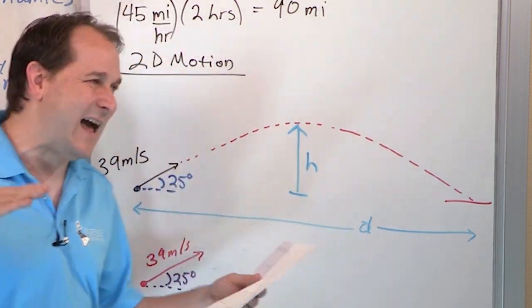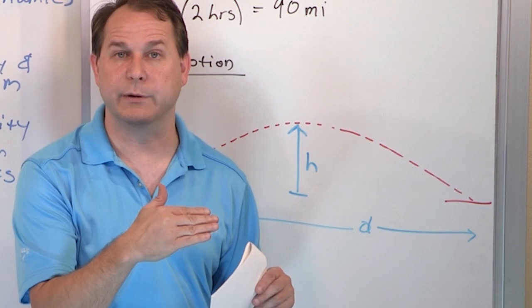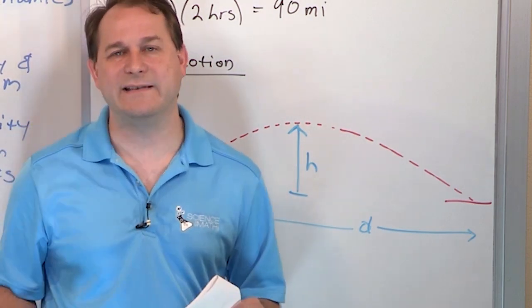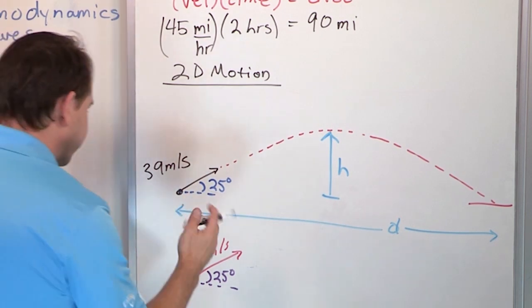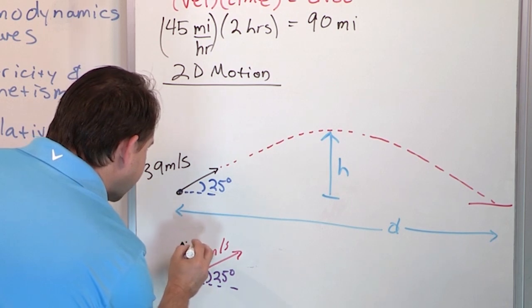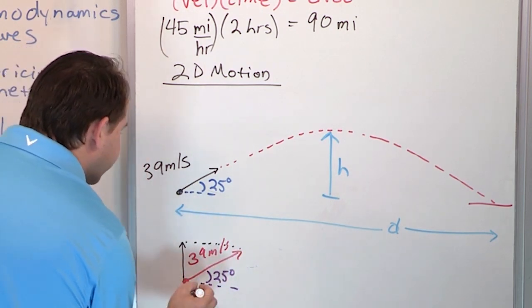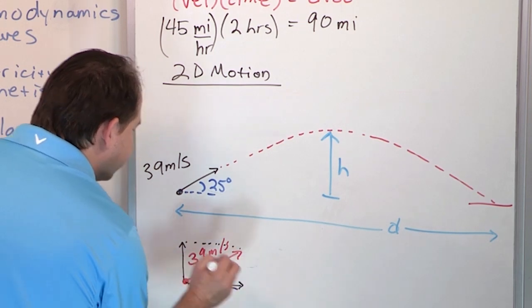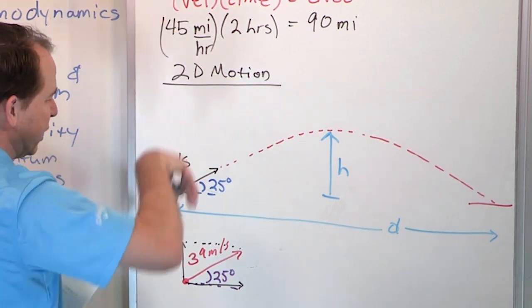We break it up into how fast is it going horizontally, the horizontal part of the motion, and how fast is it going up and down, the vertical part of the motion. So as a result of this, I might have a vertical part. See, it kind of comes over to where the tip of the arrow is. So this is going to be a vertical part of that motion, and this is going to be a horizontal part of the motion.